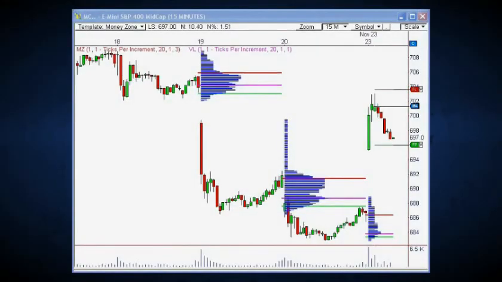Alright, checking back in on our Money Zone trade. We've currently gotten a very nice downside push. I'm feeling very confident about that 696 target at this time. We're going to continue to monitor this trade as it goes forward, and I think we could be reaching our target very soon.